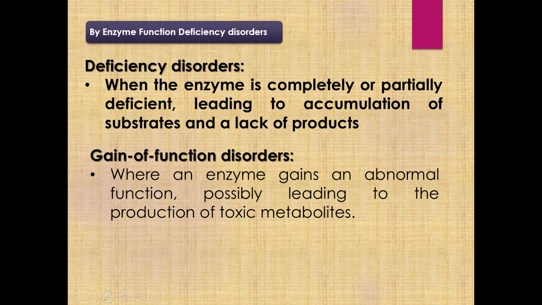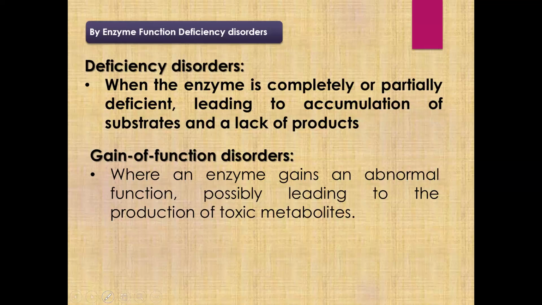This is when the enzyme is completely or partially deficient. That is, it is not available in that particular process. Ideally, it's supposed to be there, but for whatever reason, the body is unable to produce it. As such, this leads to accumulation of substrates and a lack of products. Because that enzyme is not there to catalyze the process, there will be a lack of production of the necessary hormone or whatever is necessary for that part of the metabolism to take place.